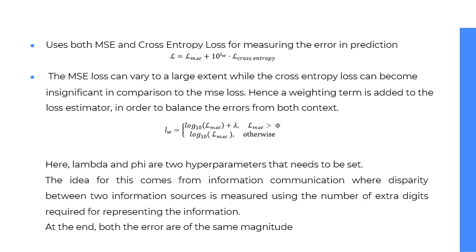The MSE loss can vary to a large extent depending upon the dataset, while the cross-entropy loss can be quite low since it is the negative log likelihood of the value. In order to balance these values, an additional term is multiplied with the cross-entropy term. This is calculated using the formula shown on the slides. Here phi and lambda are hyperparameters that need to be set depending on the dataset. The idea is inspired from communication, where the disparity between the two information sources is measured by the number of bits that are required more. At the end, both the errors are of the same magnitude.